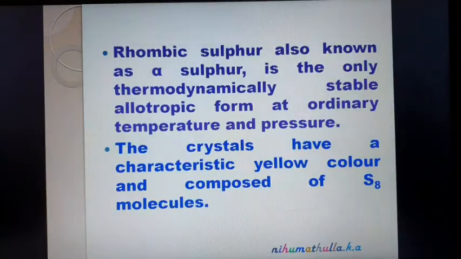Rhombic sulfur, also known as alpha sulfur, is the only thermodynamically stable allotropic form at ordinary temperature and pressure. The crystals have a characteristic yellow color and are composed of S8 molecules. So, in rhombic sulfur, only S8 molecules are present.